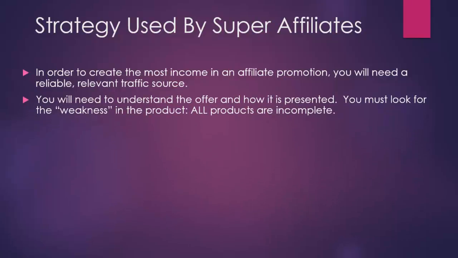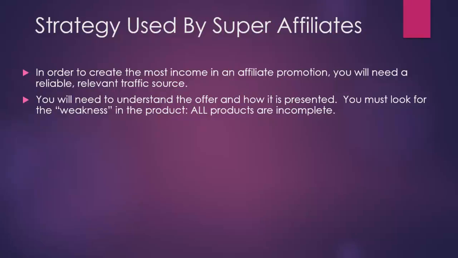Now, in particular, you will need to understand the offer. So if you are going to market a product as an affiliate, you need to understand first the offer. You need to understand the benefits. You need to understand what it does. And you need to understand how it is presented. All those things are going to be important because what you are going to need to look for in order to make this strategy work is the weakness in the product.